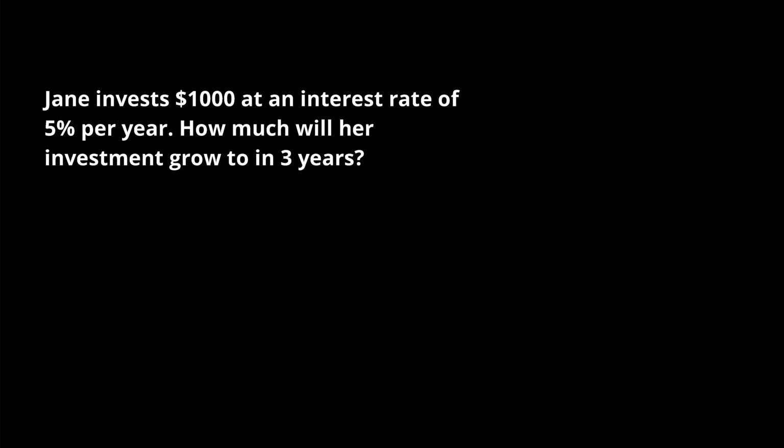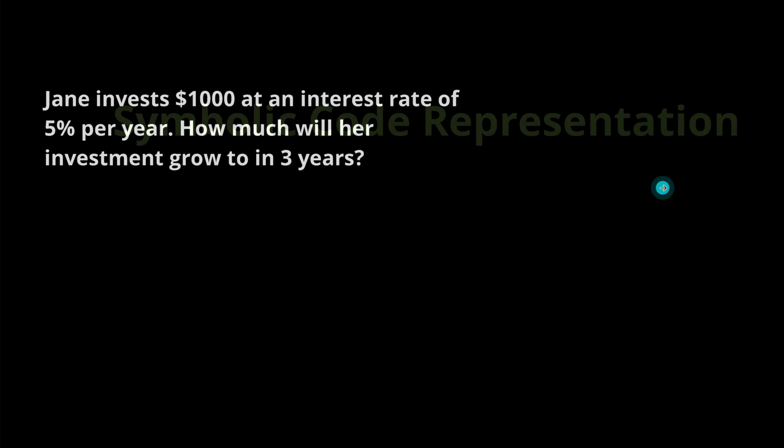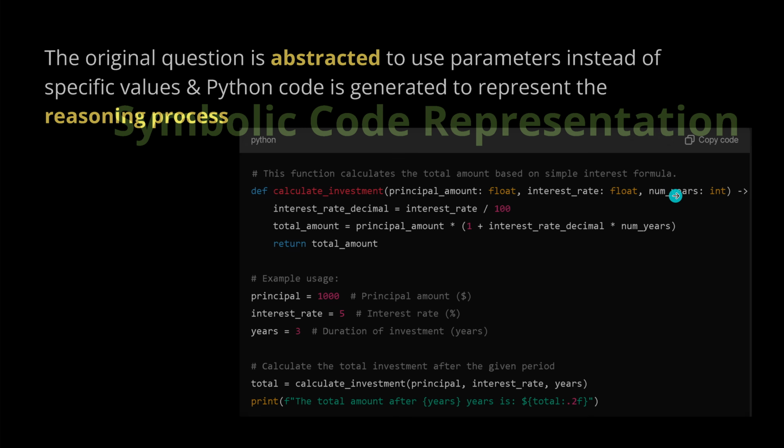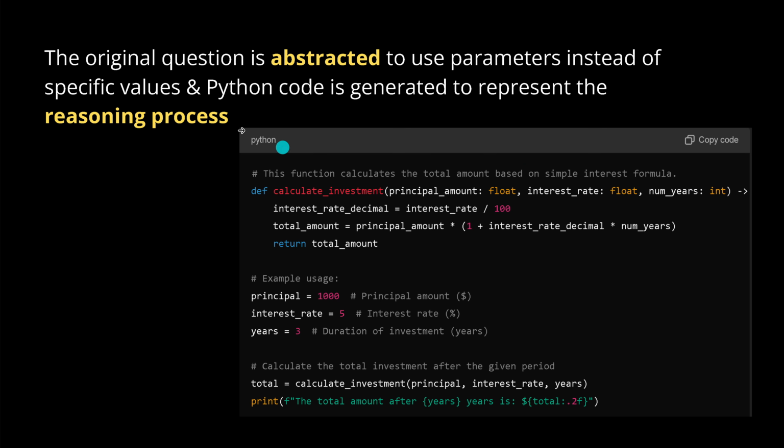So here we have a problem like the ones you normally ask your ChatGPT system. And you say, hey, Jane invests $1,000 at an interest rate of 5% per year. How much will her investment grow in 3 years' time? Now, there's a beautiful idea to have a symbolic code representation of this human-written English sentence. So here we go. The original question is now abstracted to use symbolic parameters instead of specific values.